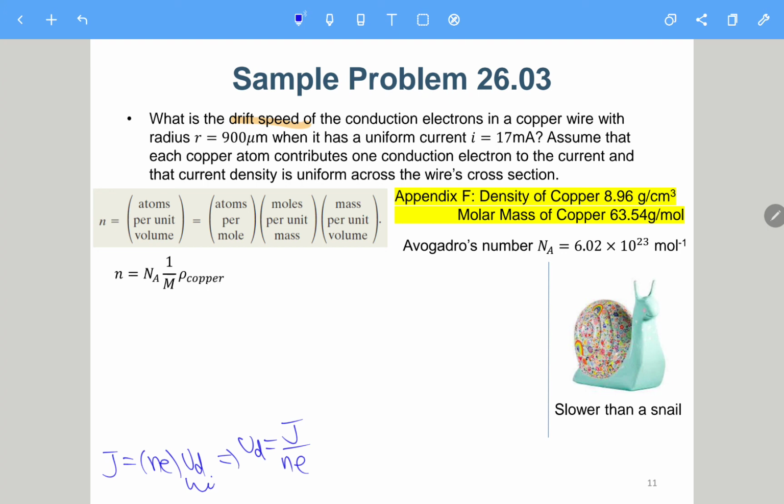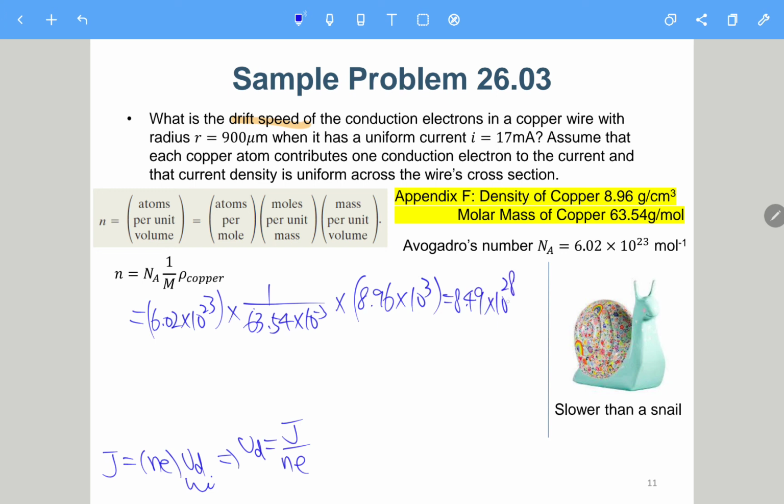Okay, so this number is 6.02 times 10 to the 23rd power, and then times 1 over 63.54 times 10 to the minus 3rd power, because we need to change grams into kilograms, and then times 8.96 times 10 to the 3rd power. We also need to change grams into kilograms there. So this number is 8.49 times 10 to the 28th power, per meter cubed.